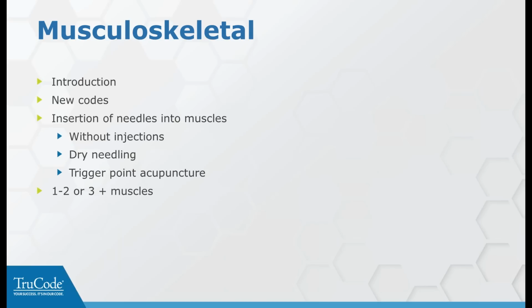Musculoskeletal, a couple of new codes we want to look at. New codes in the beginning of the book are 20560 and 20561 for needle insertions without injections. Basically those are dry needling or trigger point acupuncture. It's not like regular acupuncture; there actually are codes later on for acupuncture in the back section, but that's not what we're talking about here.